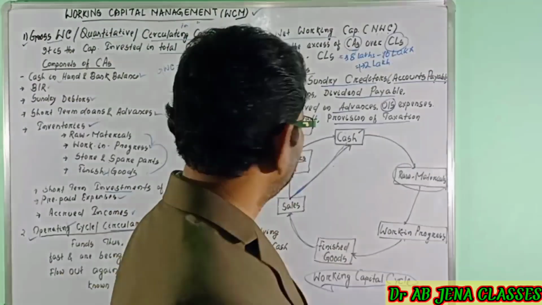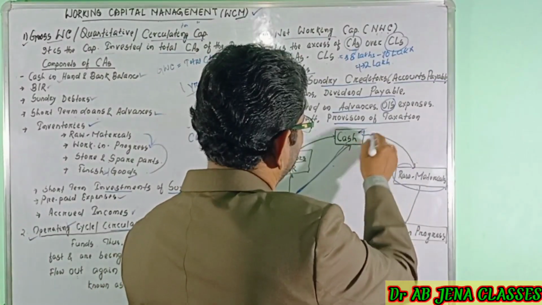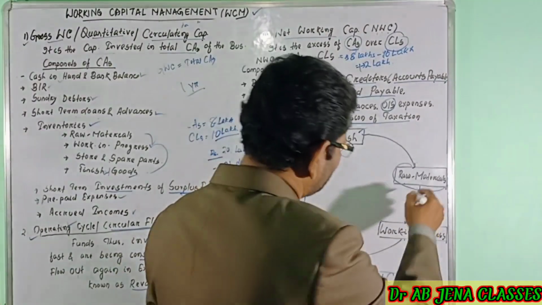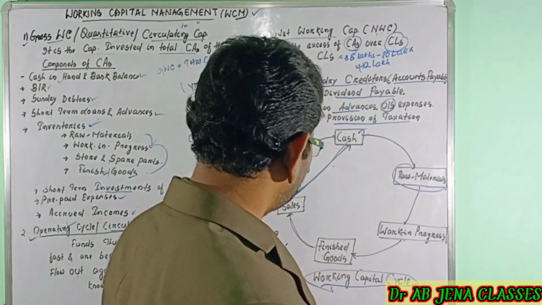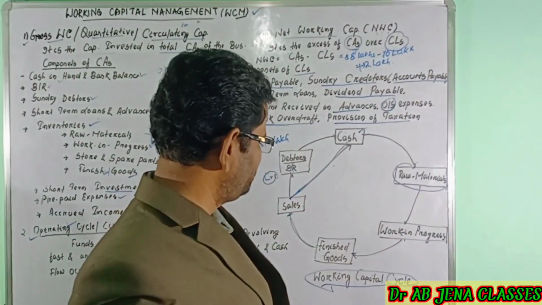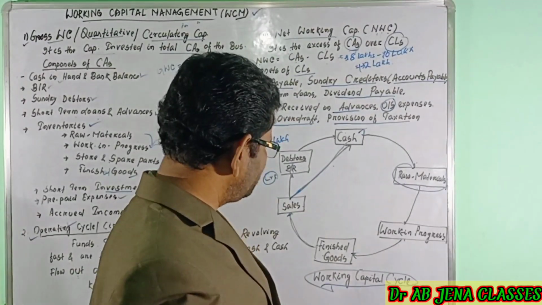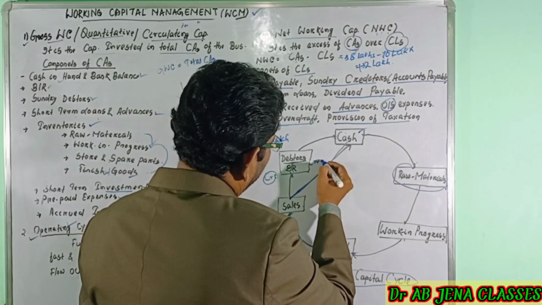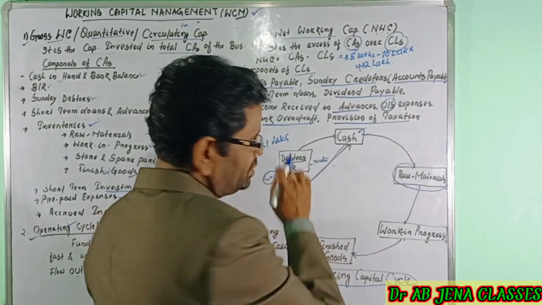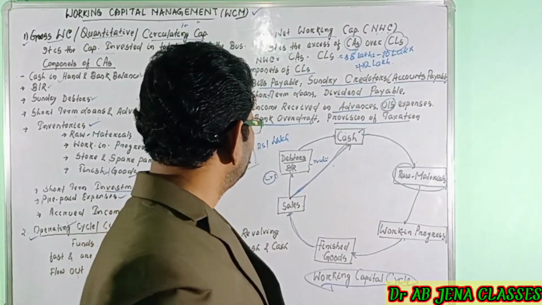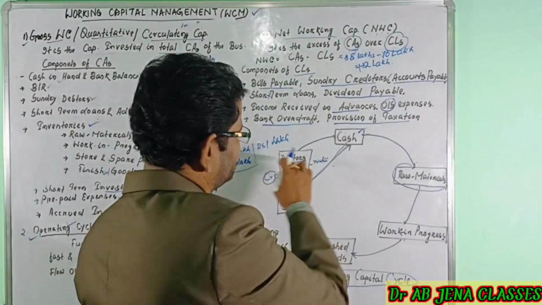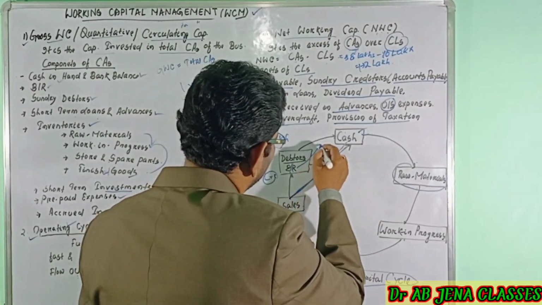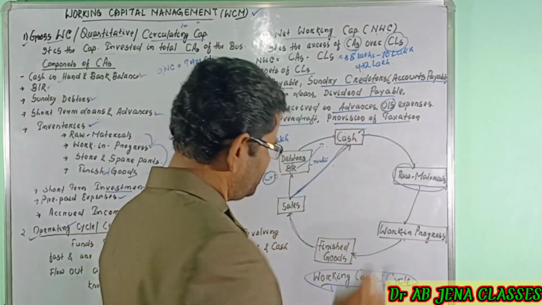So again I am repeating. Cash is there. With the cash, the raw material will be purchased. Then the raw material will be converted into work in progress. Then the work in progress will be converted into finished goods. Then the finished goods will be sold, either on credit or for cash. If it's on credit, then you will receive the bills receivable from the debtors. Debtor means the customers. Again the bills receivable will be converted into cash. So this is the working capital cycle.